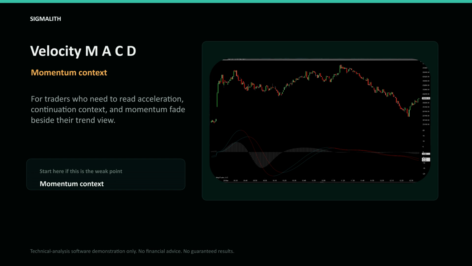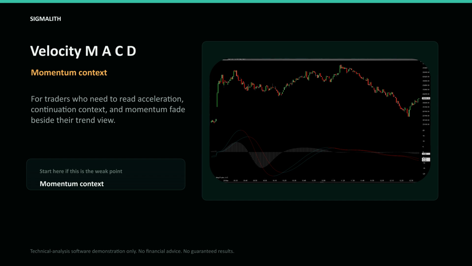Velocity MACD is designed to help read acceleration, continuation context, and momentum fade. It works well as a confirmation layer beside a trend tool, but it can also be reviewed on its own if your workflow already has trend structure covered.